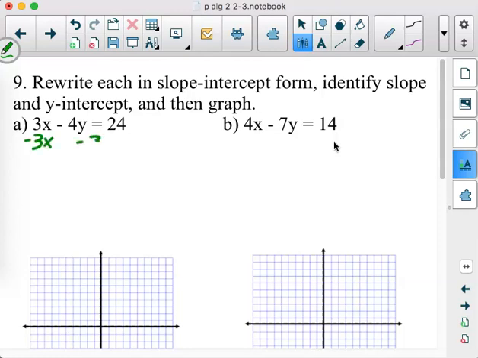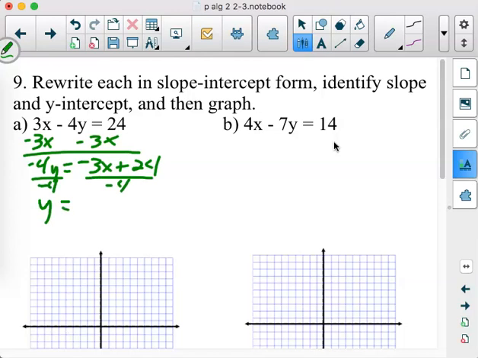Negative 4y equals negative 3x plus 24. Haley, after that? Be very careful. Dividing by a negative, we don't want to make mistakes with those negatives. So we'll have a positive 3/4 x minus 6. So now we need to know what is m and what is b, because we are supposed to graph this little puppy.